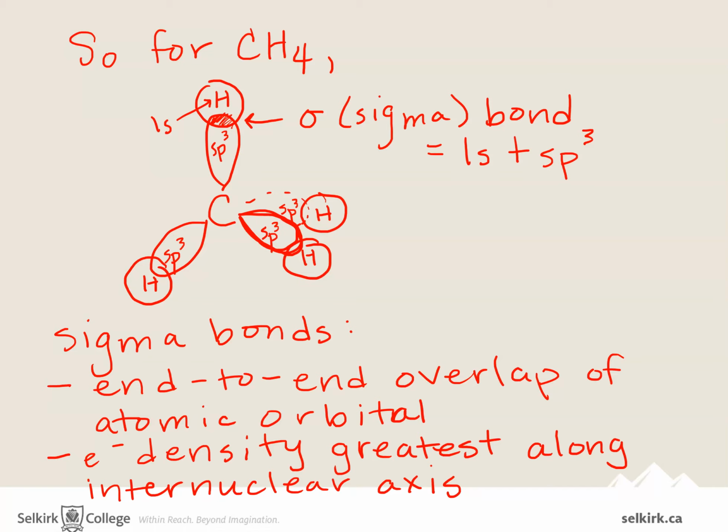Now, you may not be able to imagine any other way to do it at this point, but I will show you another way when we get to a different molecule. One other criterion that makes it a sigma bond is that we say it is cylindrically symmetrical.